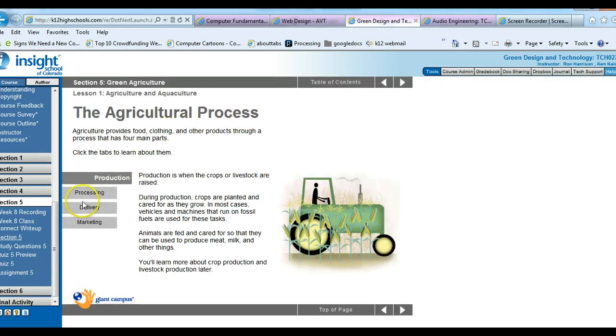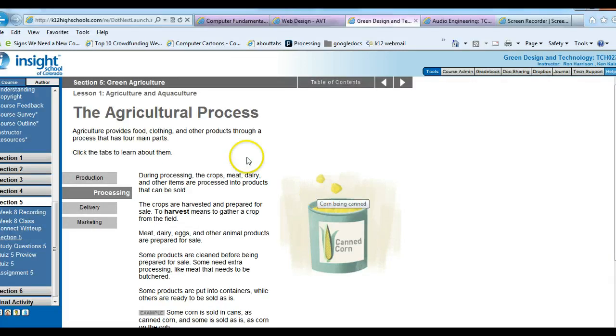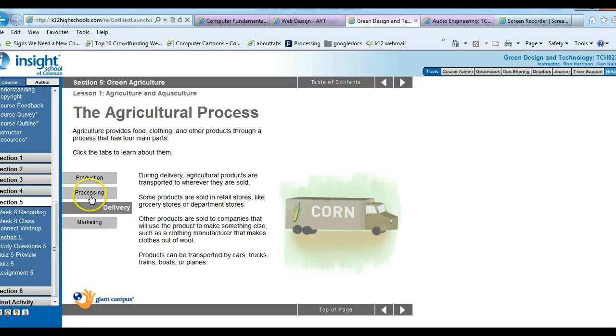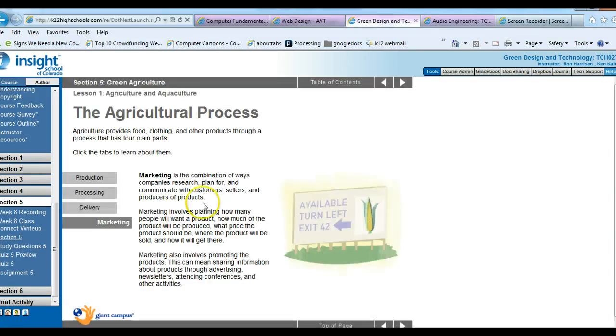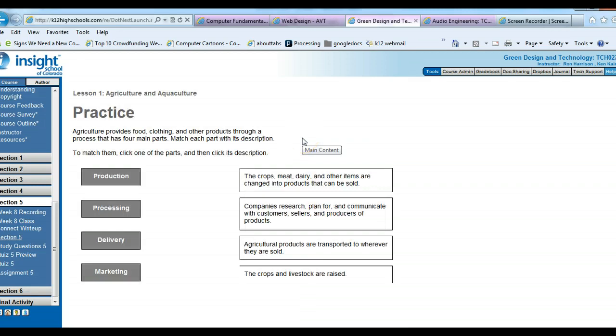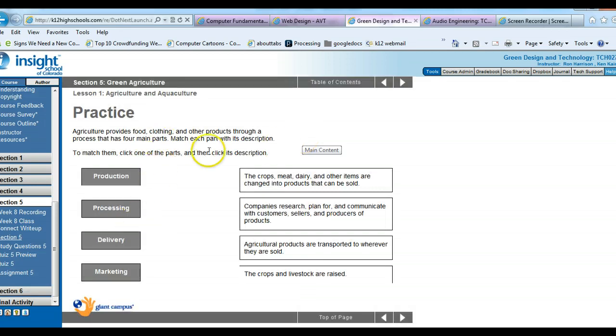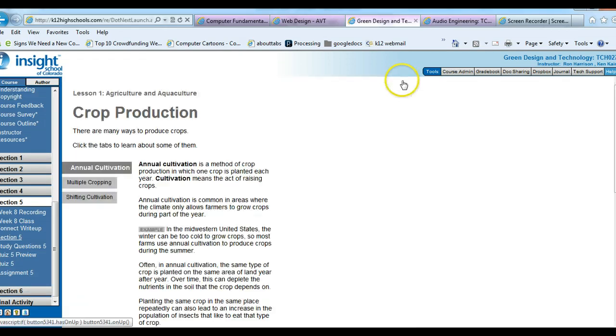In the whole agriculture process, there are 4 steps. There's production, which is the raising of the products, the processing, which is once they're produced, how do you harvest them, and what do you do as you go through that to get them ready for delivery? So then delivery would be when they go to the market. Then finally the marketing. So you'll need to read through those 4 things, but those are the 4 steps in the agricultural process. So do this drag and drop activity, see what you know.